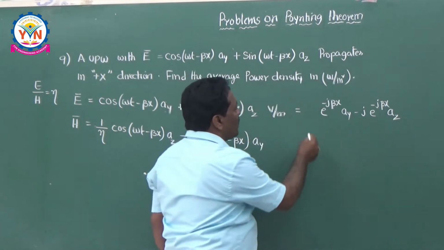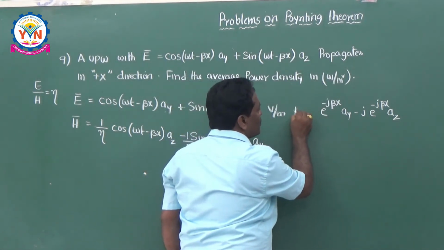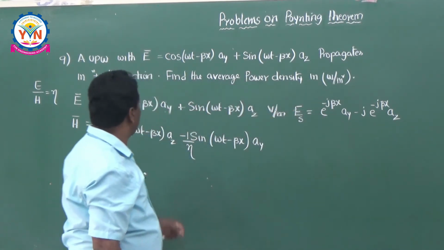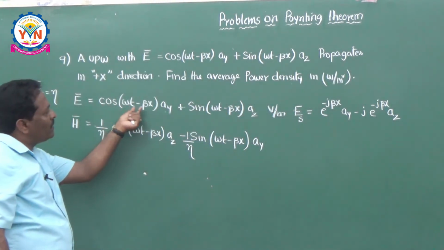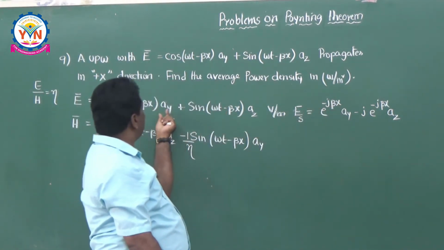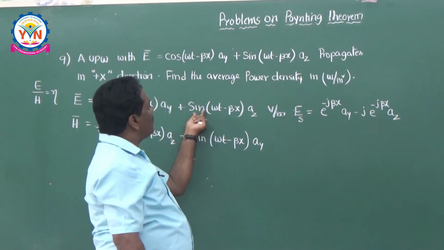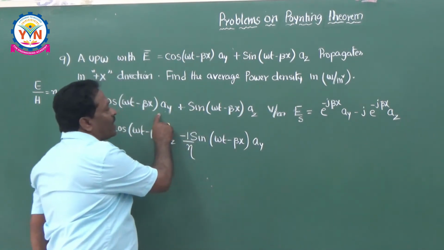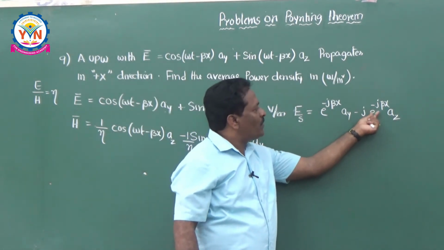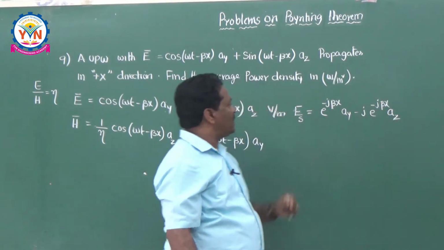So this is nothing but the ES, the electric field intensity in the phasor notation. You see, the wave is propagating in the x direction means e to the power of minus j beta x, in which direction? Ay. And as we are having sine, there is a phase angle of 90 degrees, that's why it is minus j into e to the power of minus j beta x into az.